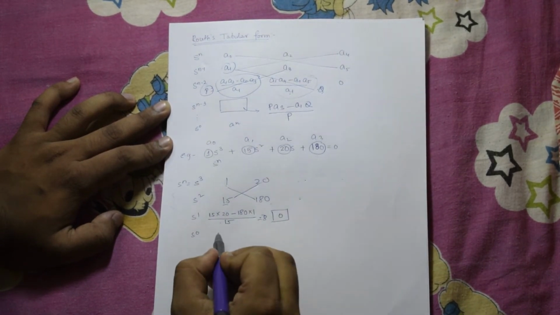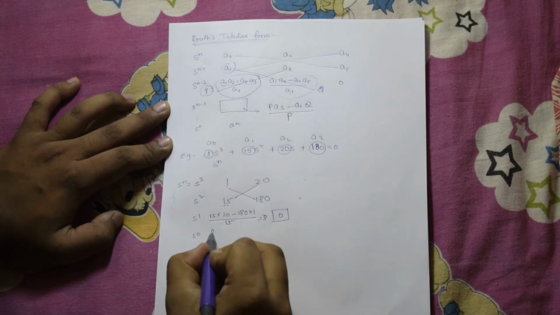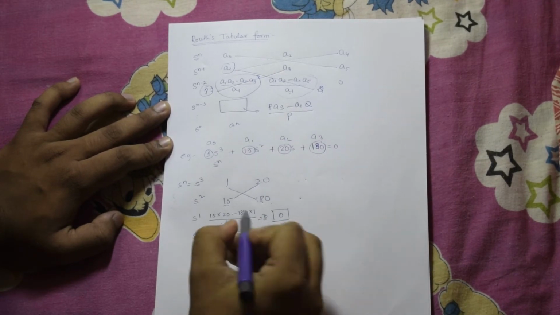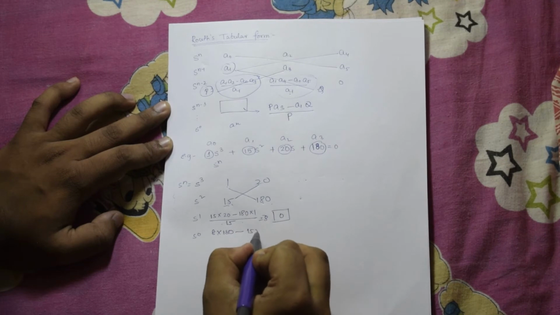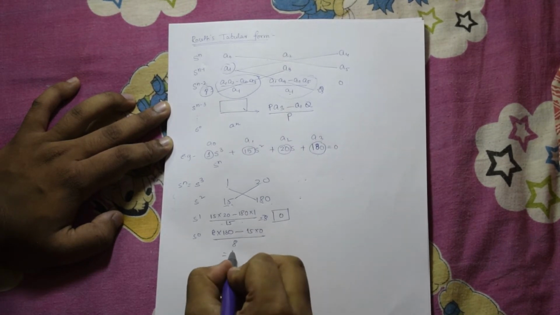So here it will be 8 into 180 minus 15 into 0 by 8. So it will be 180 only.